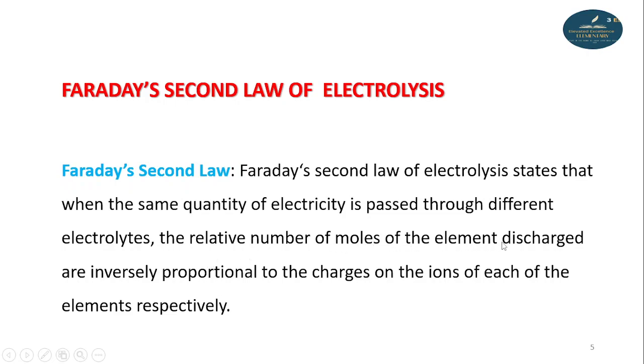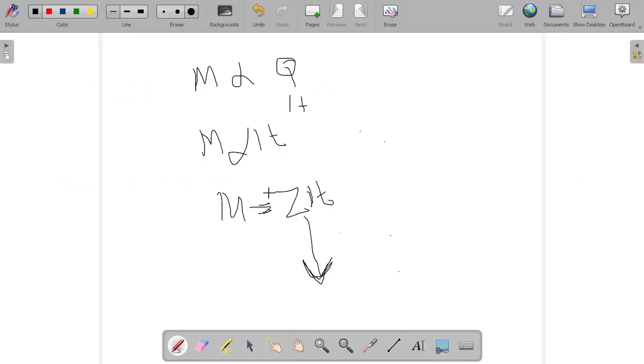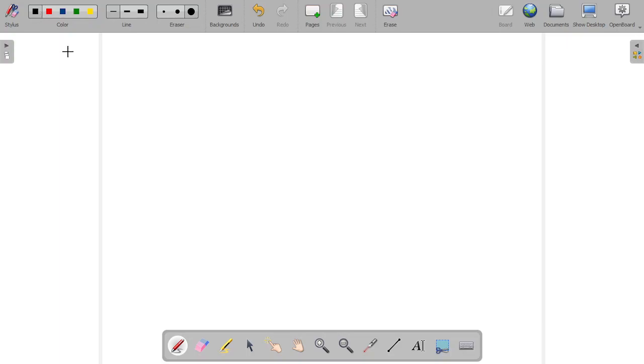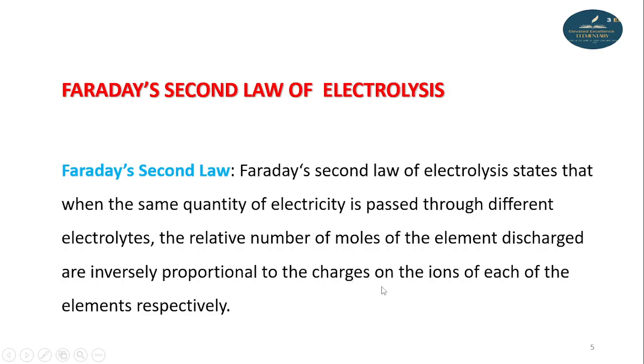The relative number of moles discharged are inversely proportional to the charges on the ions. It states the relative number of moles is inversely proportional to the what? The charges. We have that here, on the ions of each of the elements respectively.